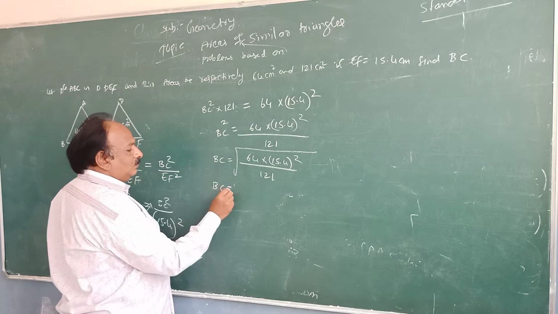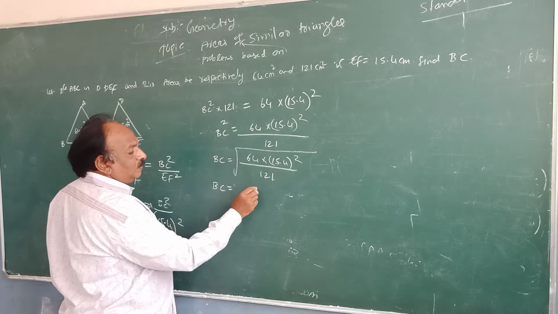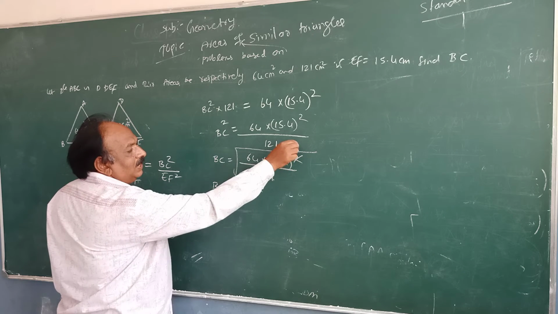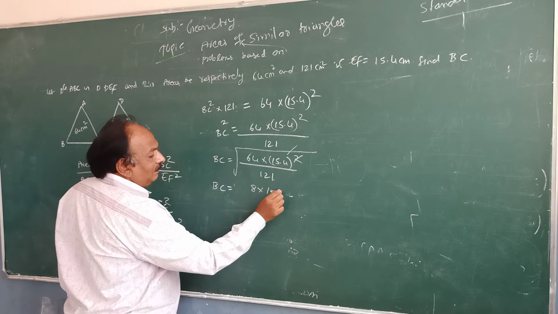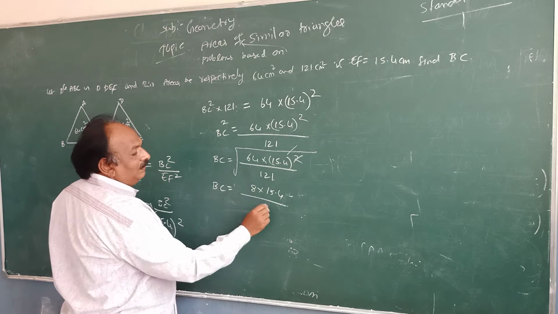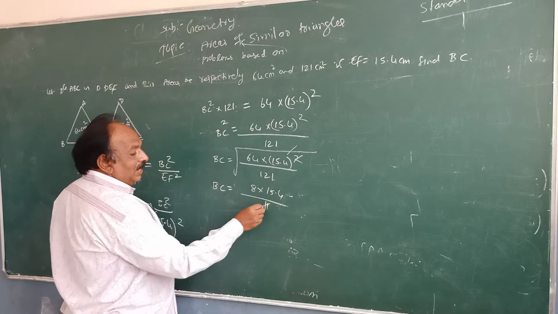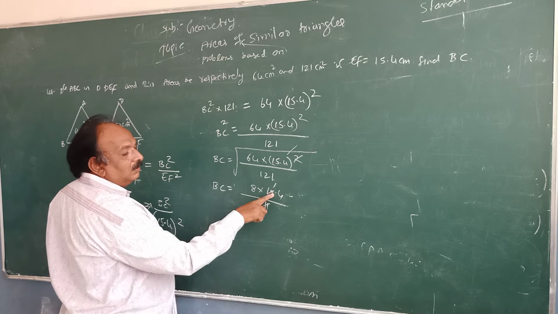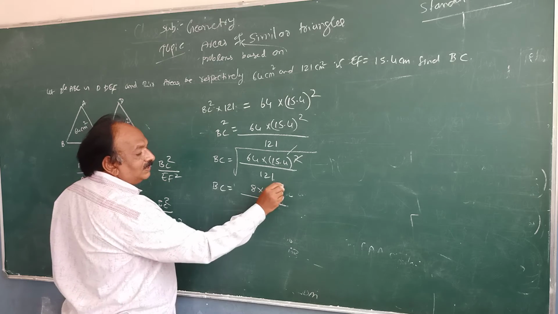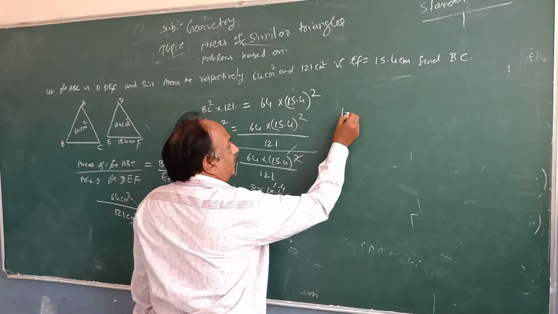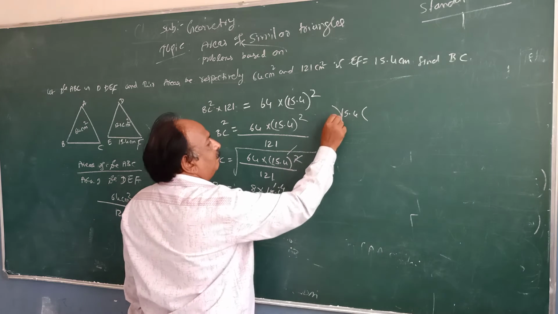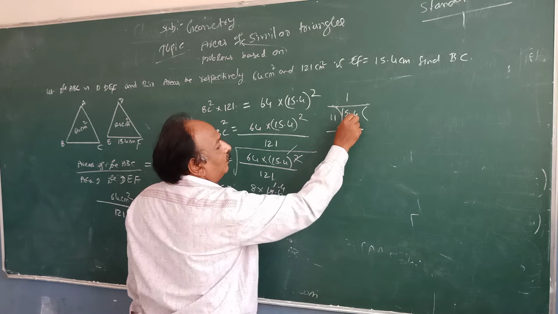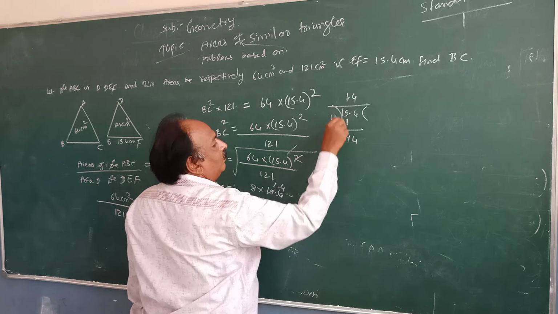BC is equal to, what is the square root of 64? 8. What is the square root of 15.4 whole square? The square and square root cancel, so you get 15.4. What is the square root of 121? 11. So 8 into 15.4 divided by 11. 11 ones are 11. Or you may divide 15.4 divided by 11. 11 ones are 11, 15 minus 11 is 4, 4. Put the decimal. 11 fours are 44.